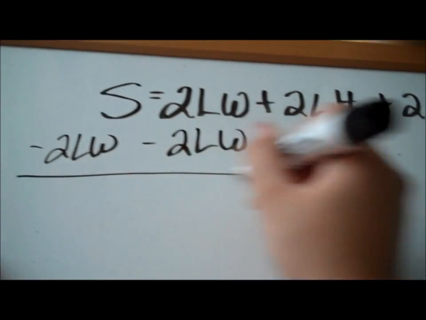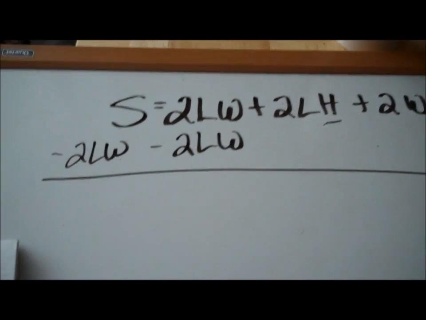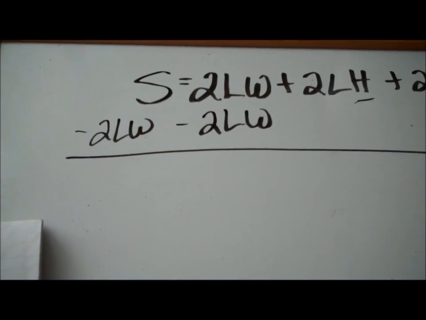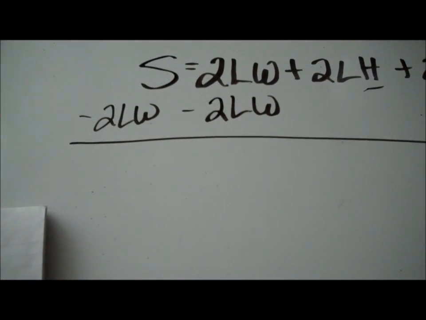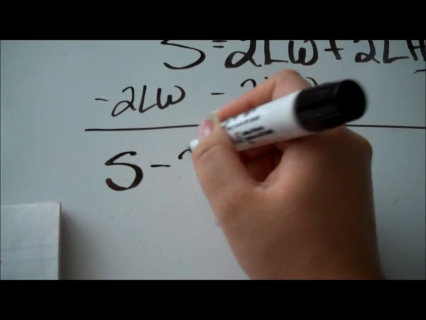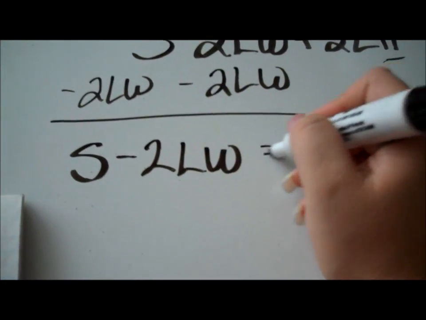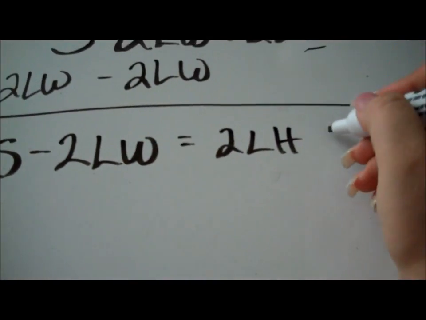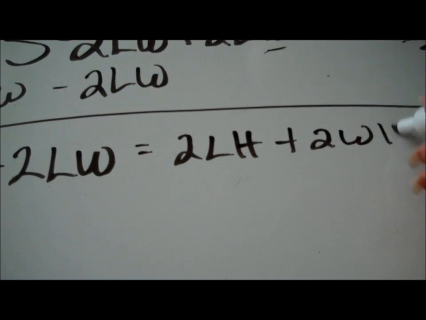And some of you guys may be freaking out. You're like, well, how can I do that? Because they're not alike. Well, if they're not alike, then you're not going to be able to subtract anything. So you're just going to rewrite it. S minus 2LW equals 2LH plus 2WH.